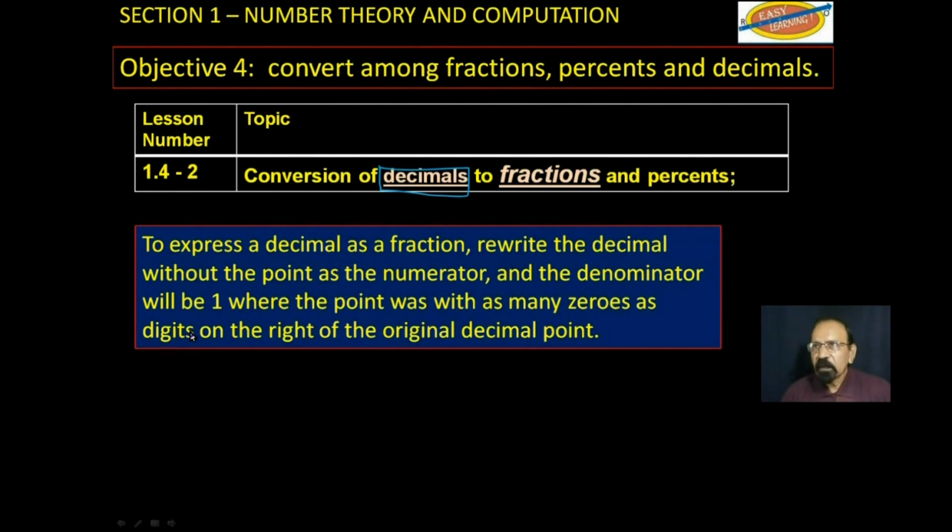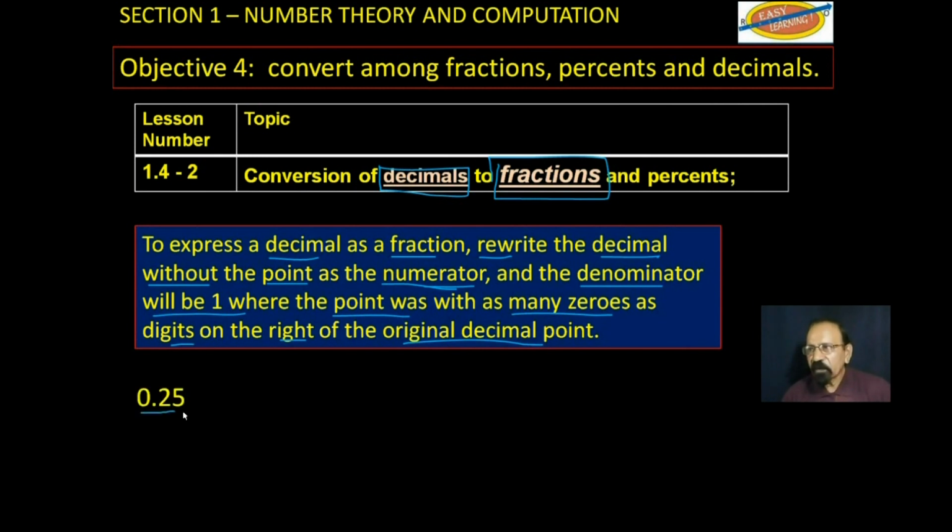Now let's carry decimals to fractions. Now this is a little harder, but it's a simple principle that you use all the time. To express a decimal as a fraction, rewrite the decimal without the point as the numerator. Remember, we want a fraction. And the denominator will be 1 where the point was, and as many zeros as digits on the right of the original decimal point. So let's look at that in detail.